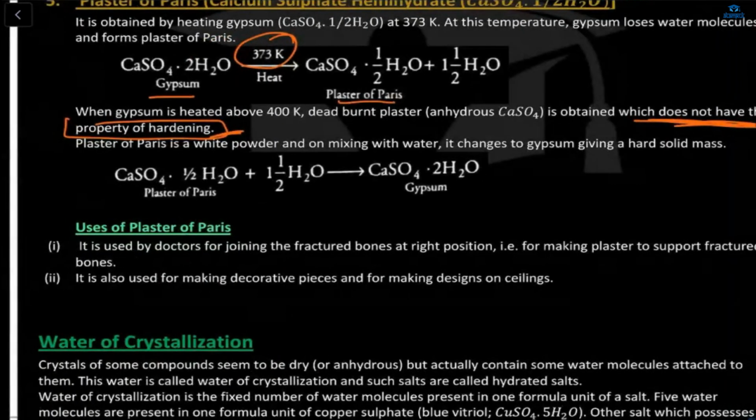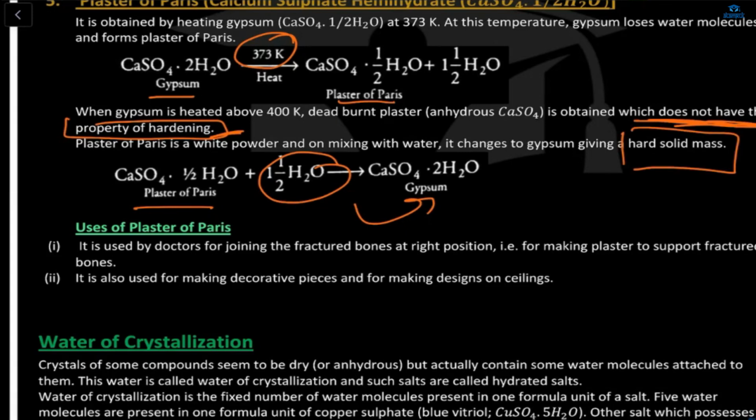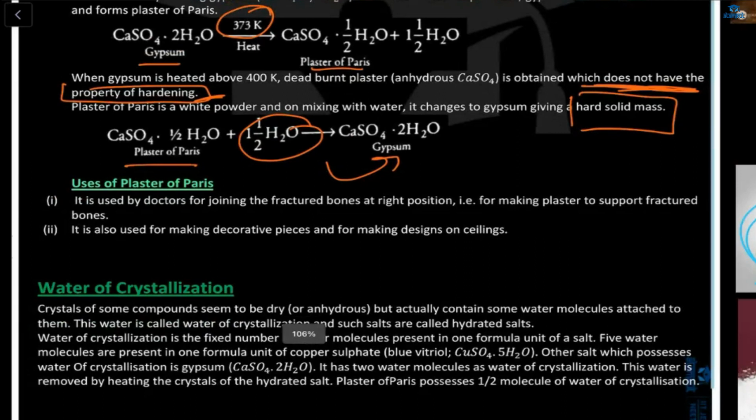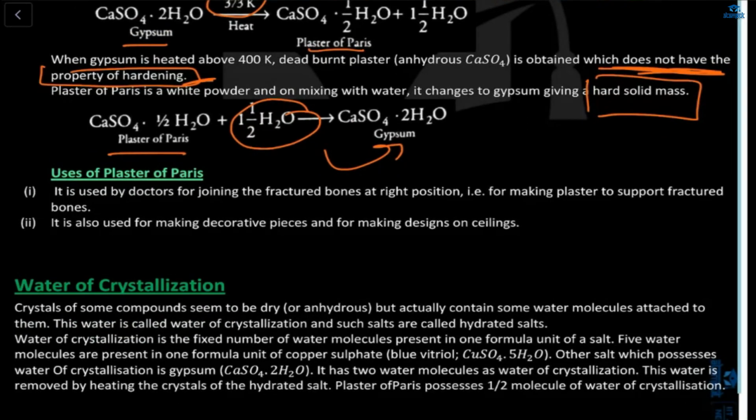Reverse process: plaster of Paris, which is a white powder. If we mix this with water, you will get gypsum, which is a hard solid mass. Where do we use plaster of Paris? It is used by doctors for joining fractured bones and also to make designs on our ceiling.